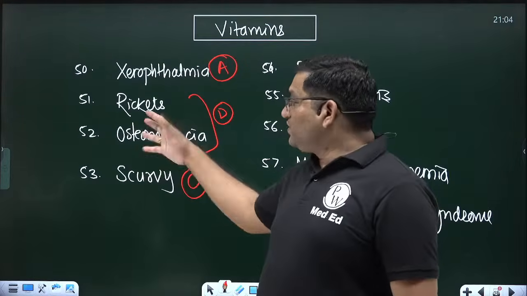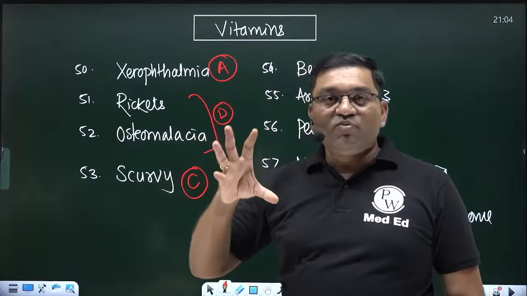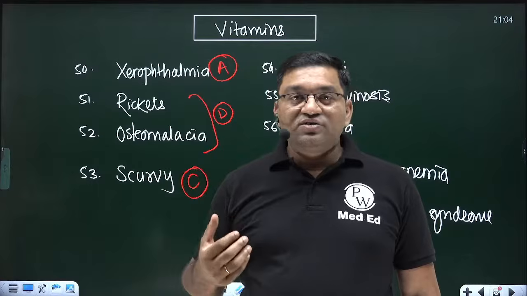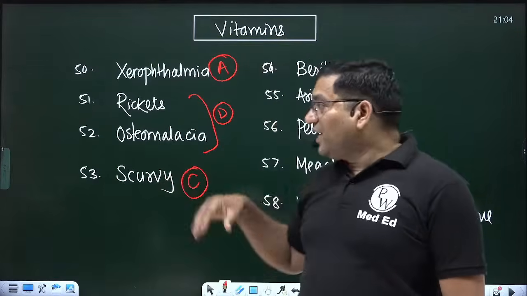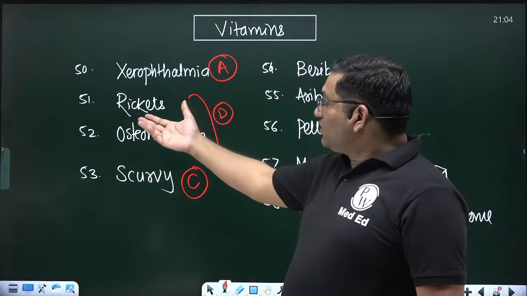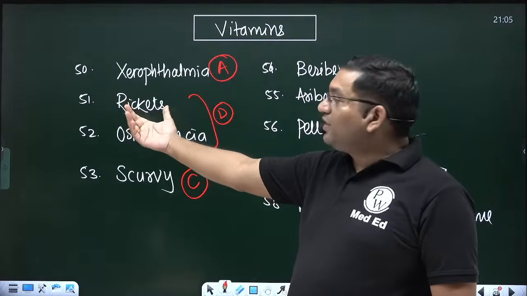Other features are also there: craniotabes, a ping pong ball-like skull, then the prominent costochondral junction that is known as rachitic rosary, and Harrison sulcus, which is a transverse groove across the insertion of the diaphragm. These are the symptoms in rickets. Also, there is an increase in the alkaline phosphatase activity.